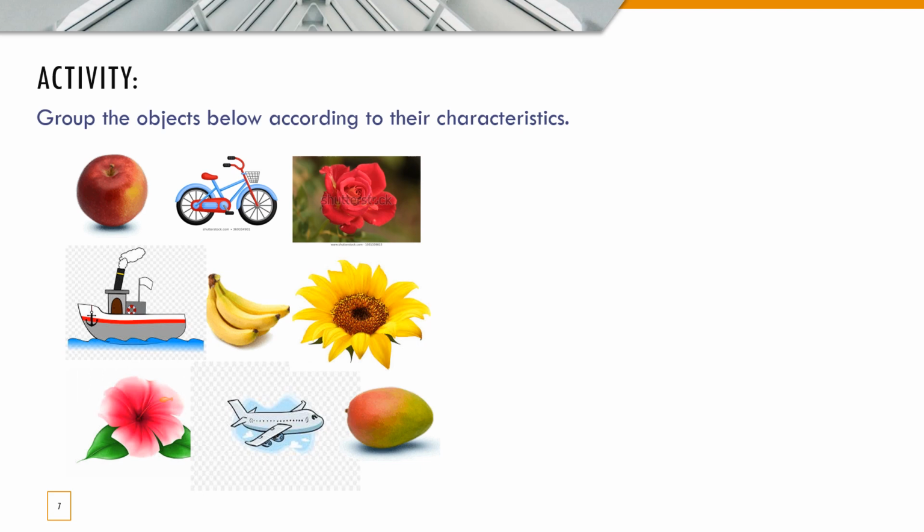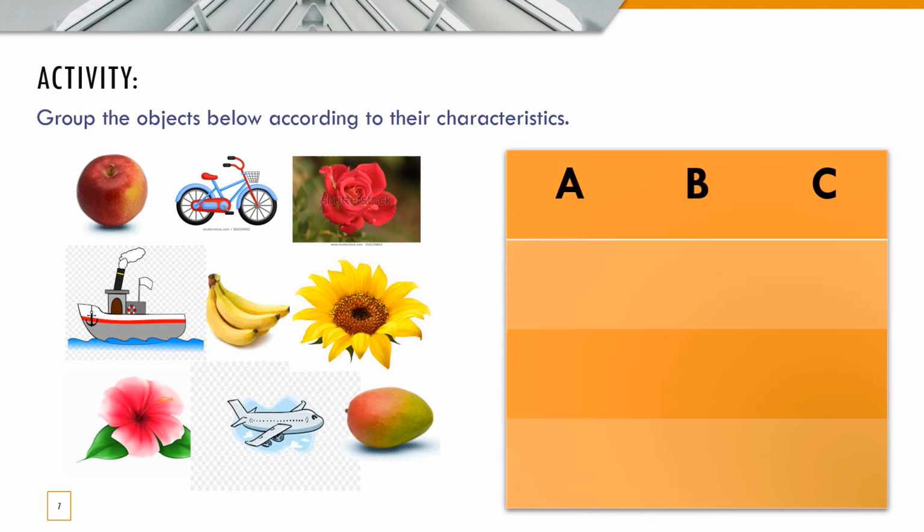Now, let's have our first activity. I have here an object or group of objects. Try to identify them and group them according to their characteristics. So, we have here A, B, and C. Let's start with A. We have here an apple.